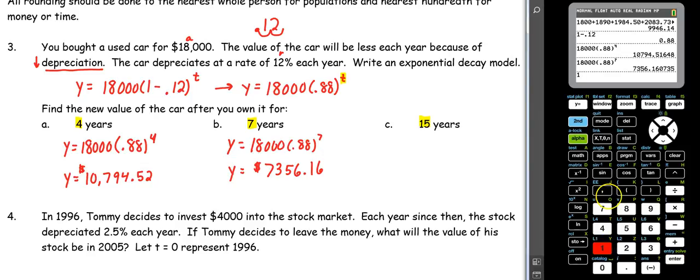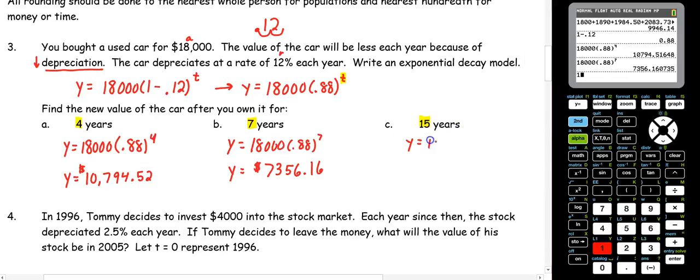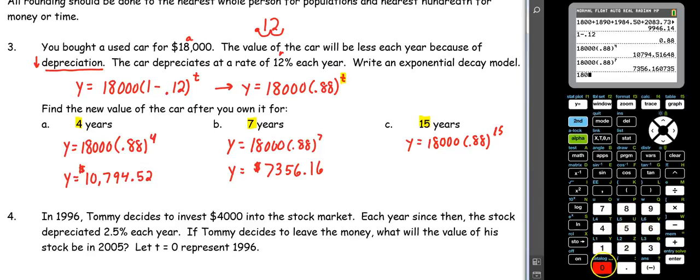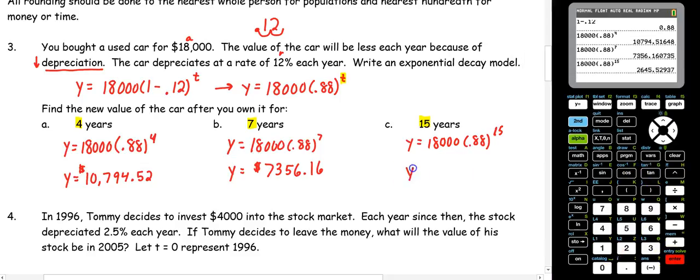Our last one, 18,000 times 0.88 to the 15th. Nope, 0.88 to the power of 15. So our car is now worth $2,645.53.